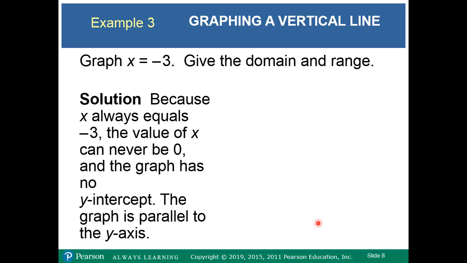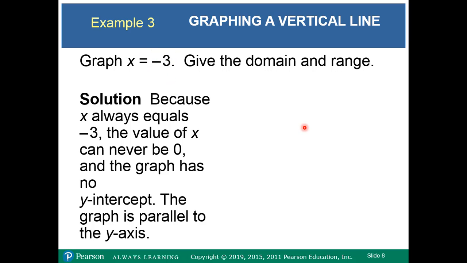Now, x equals negative 3. Now we're talking about x equals negative 3. So think about this. There's no y value. There's no f of x. That means that no matter what y value you choose, y doesn't matter. So no matter what y value you choose, whatever you want to make f of x is always going to stay the same. It's going to be negative 3.